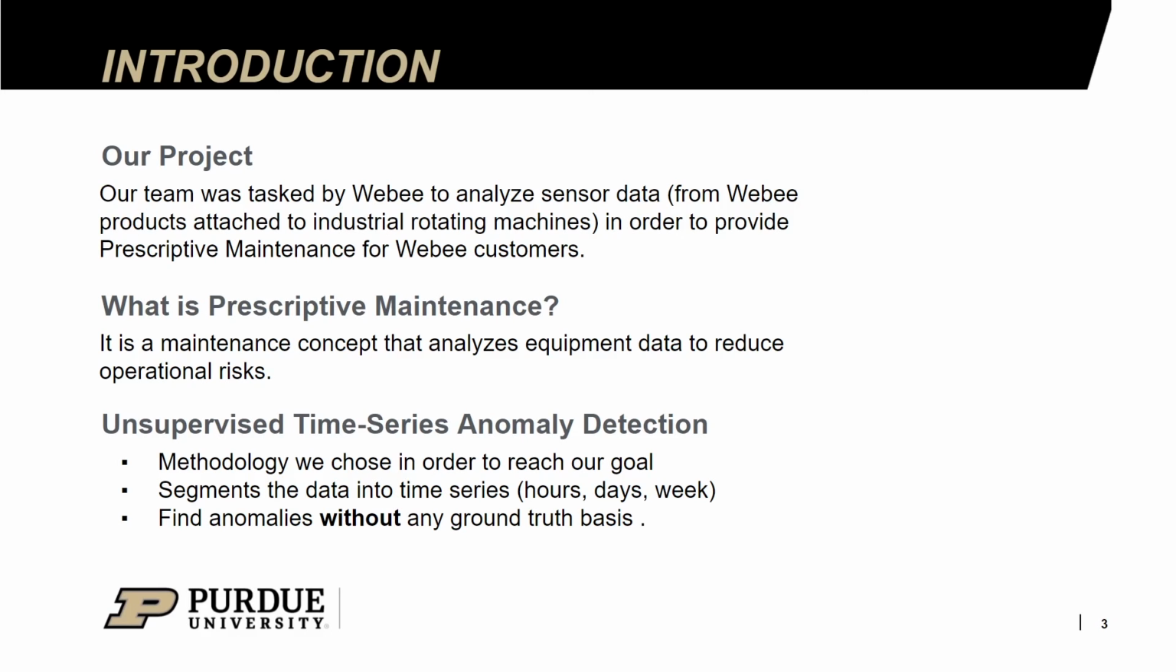And the way we could do this is using unsupervised time series anomaly detection. So the unsupervised means that we don't have any ground truth basis as to when the machine might or might not be broken within our data. And then we use time series anomaly detection, which is just basically anomaly detection bounded by a certain time, so hours, days, weeks. And we use that methodology to reach our goal.